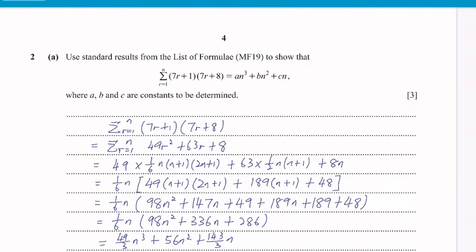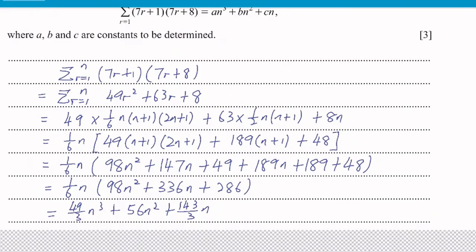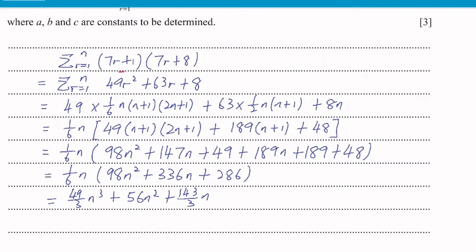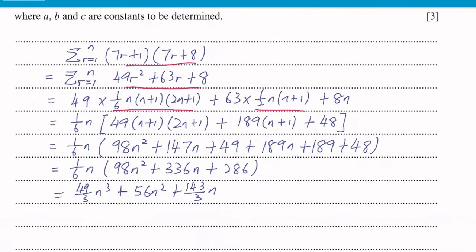Question 2. Use the standard result from the MF19 to show that, okay, we've got the result, and we want to find the A, B, C here. So basically, this is very straightforward. Expand everything, we get some expression in terms of r squared, and then we just sum in the formula. This is sum of r squared, this is sum of r. After they just expand everything, we will get the expression which is like this.